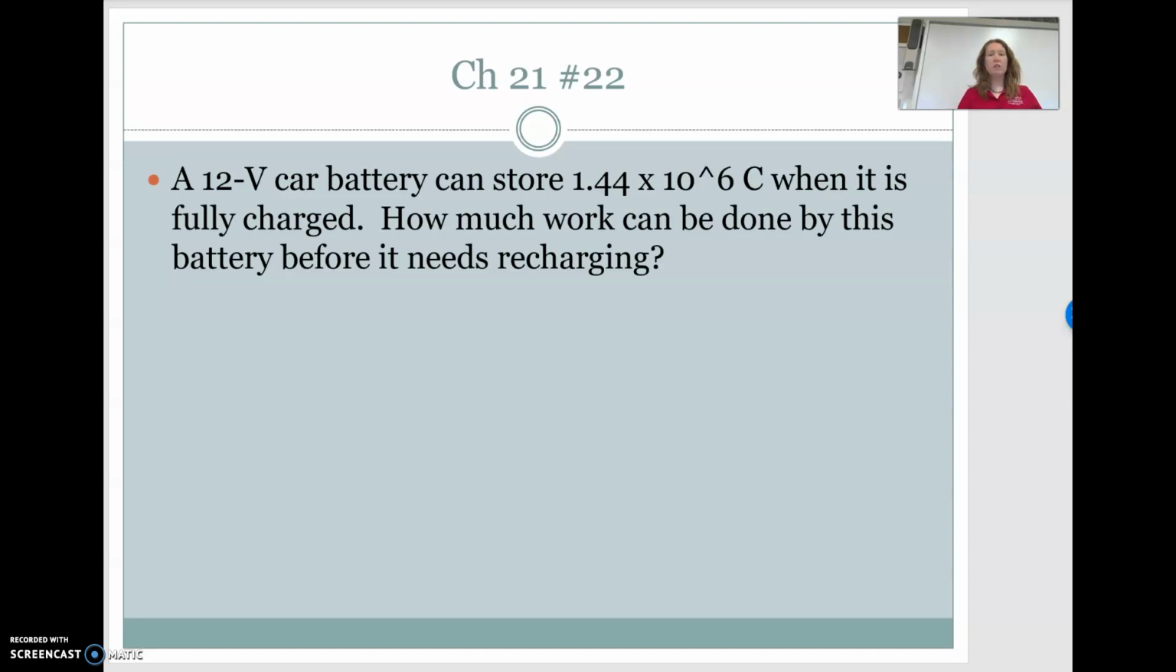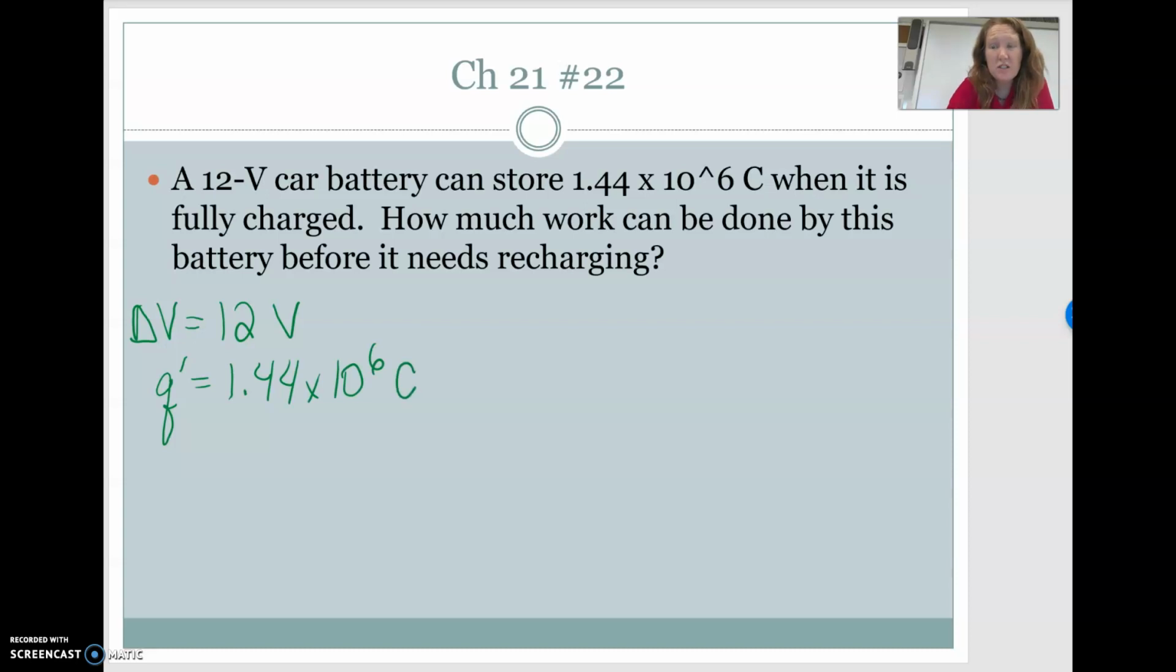It's related to work and charge and voltage. Here they tell us how much this car battery is. This is going to be our voltage. This is every car battery, actually, they may look different, but that's a standard. So your car battery is 12 volts. And then this is our Q here, or in the formula it's got a little apostrophe, so it's called Q prime. It's 1.44 times 10 to the 6th coulombs. That's a lot of charge, so that your battery could last a long time.